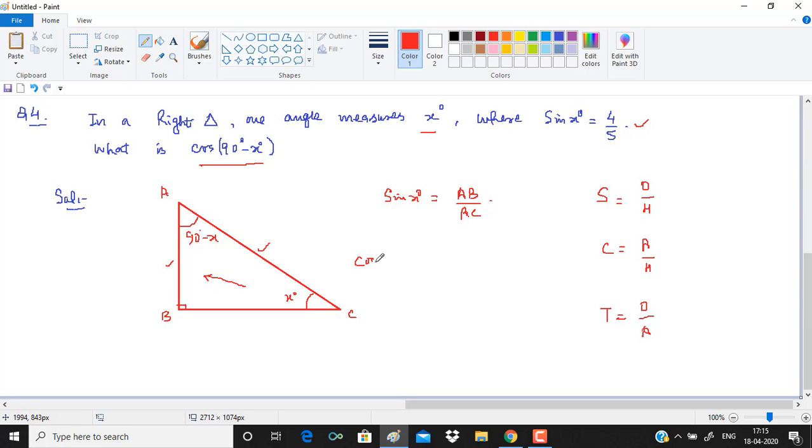Also, if I find cos(90 minus x), I observe that that is adjacent over hypotenuse. So adjacent to this angle is AB. So it's also AB over AC. Therefore, we can say that cos(90 minus x) is also having the same value 4 over 5.